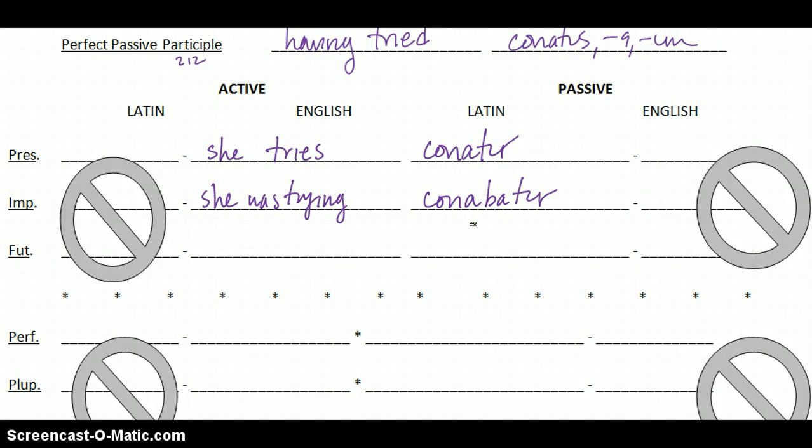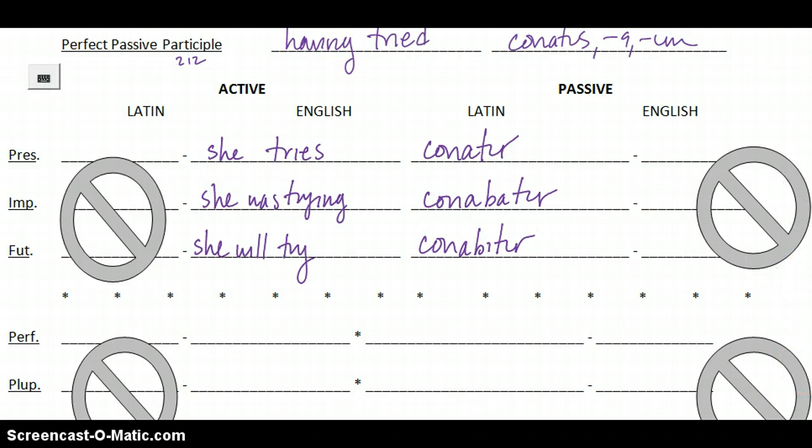And then because this verb is first conjugation, my future, which is in English she will try, will use the bo bis bit pattern, conabitur. If you were doing a third I or fourth, you'd use the 1A 5E future.